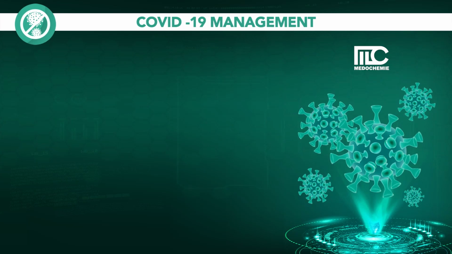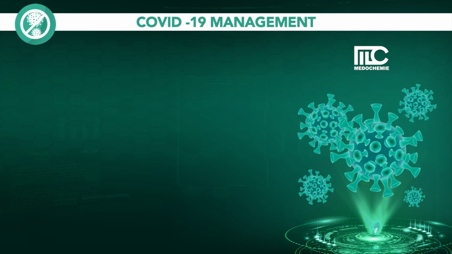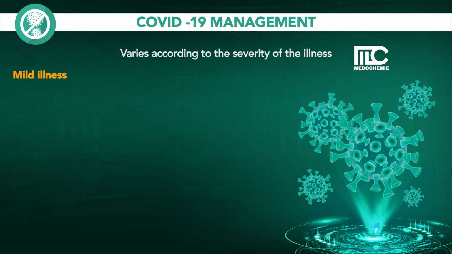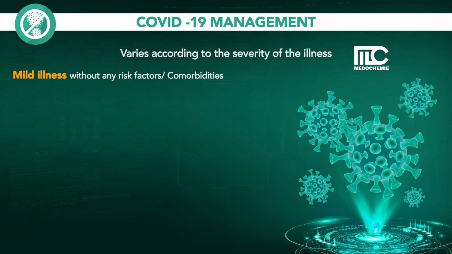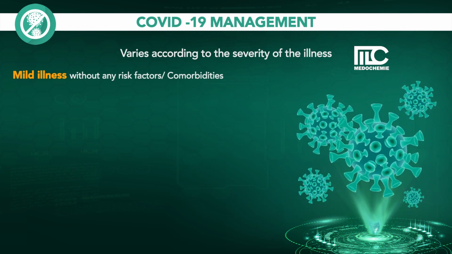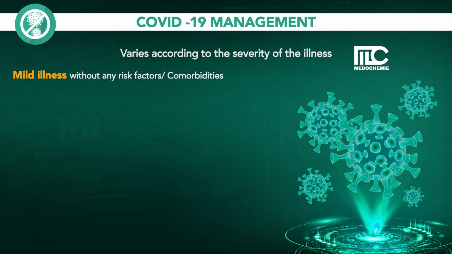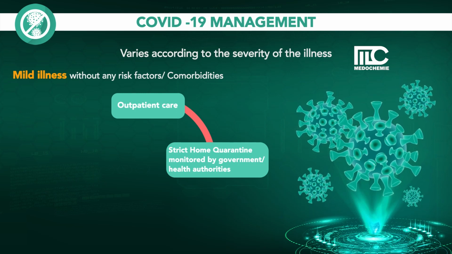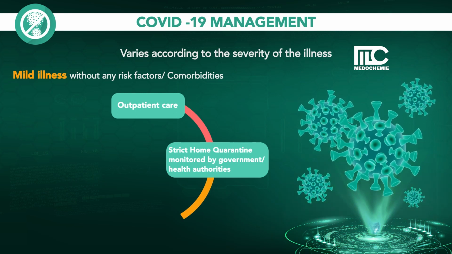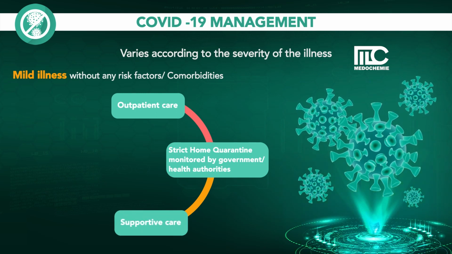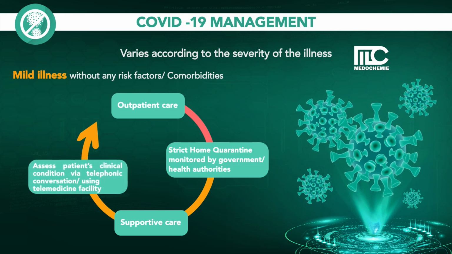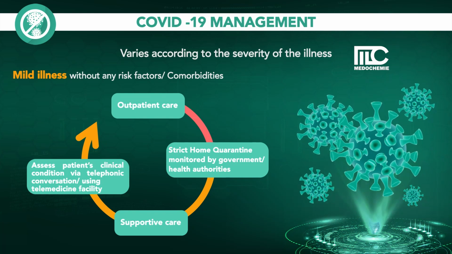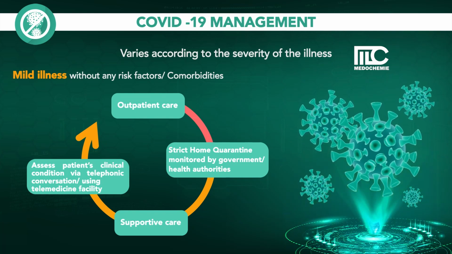The management of COVID-19 depends on the severity of the illness. First, we have the mild illness. This means without any risk factors or comorbidity. What is the plan in the mild illness? Outpatient care, strict home quarantine as mentioned by the government or the health authorities, supportive measures, but most importantly, assess the patient's clinical condition via telephone conversation or using telemedicine facility if available.